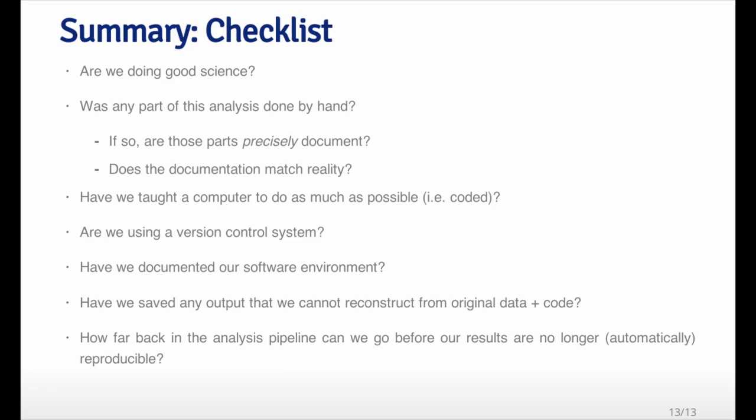And then a final question might be, how far back in the analysis pipeline can we go before the results are no longer reproducible? Now, if you're working on a piece of the pipeline, it may not be possible to go all the way back, for example, to the raw data. You may only go back to some processed version of that data, and that's fine. But just think about the entire pipeline and try to make it as reproducible as possible.